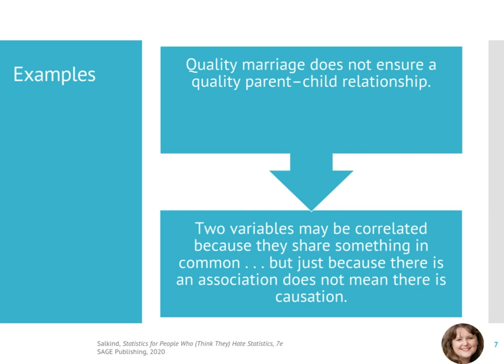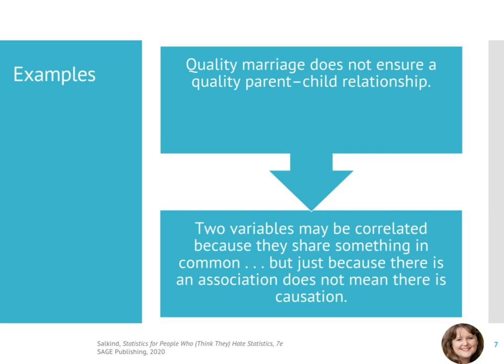I'll give you one more example, and that's from my area of research, which is around family relationships. Did you know that a quality marriage does not ensure a quality parent-child relationship? Now, those two things are correlated with each other repeatedly in the research. Looking at various different quality measures of marriage and parent-child relationship, they do correlate with each other, but it's probably because they share some other construct in common.